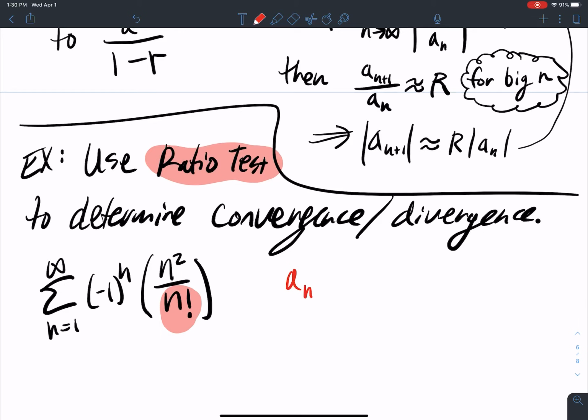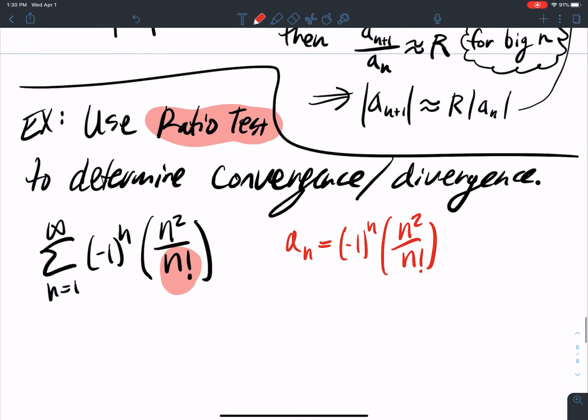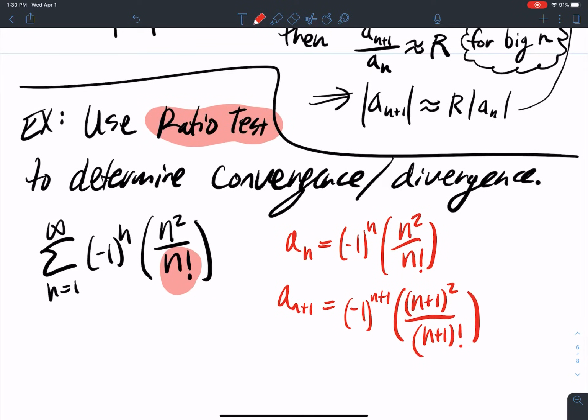But first, I need to write my a n term. So my a n is negative 1 to the n, n squared over n factorial. If this is a n, then a n plus 1 is negative 1 to the n plus 1. Everywhere I see an n, I replace it with n plus 1. N plus 1 squared over n plus 1 factorial. Okay?